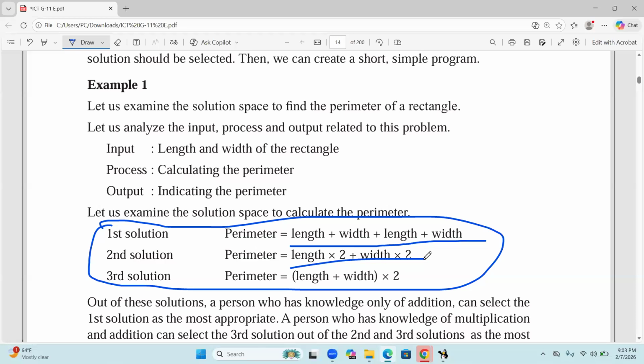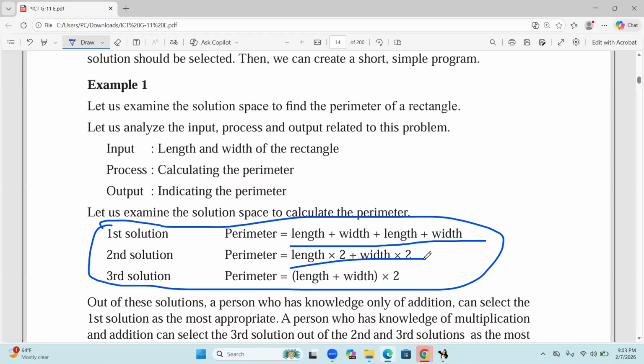Length into 2 plus width into 2. By using this method also, you can find the perimeter of a rectangle. Then the third method: (length plus width) into 2. Add both length and width and multiply by 2. So then also you can get the perimeter of a rectangle. Is it clear?